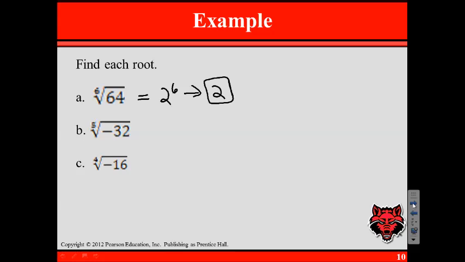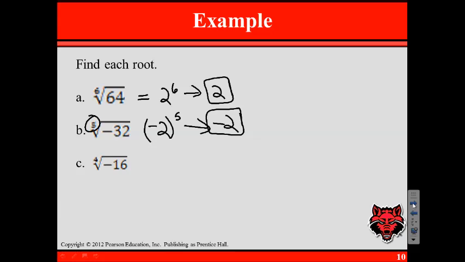For the next example, we have the 5th root of negative 32. It's okay to have a negative because we have an odd index. If we tried 2 to the 5th power, that will give us 32, so negative 2 to the 5th power will give us negative 32. So the 5th root of negative 32 is negative 2. And make sure our exponent matches the index.